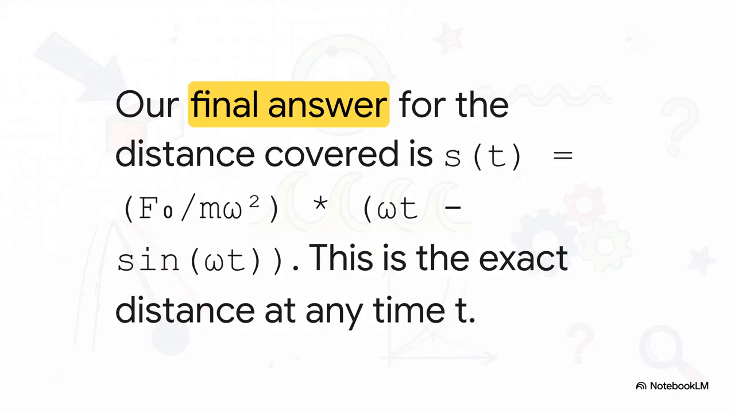And after all that work, here it is. We integrate our velocity function, we apply our initial condition that the distance is 0 when time is 0, and this is what we get. This equation gives us the exact distance the particle has traveled as a function of time.